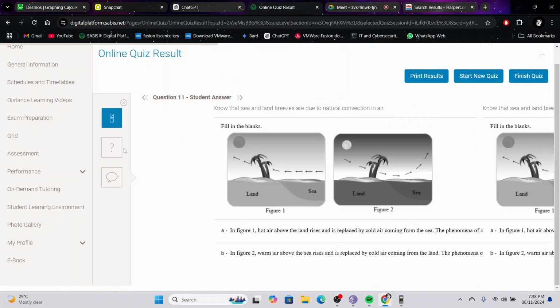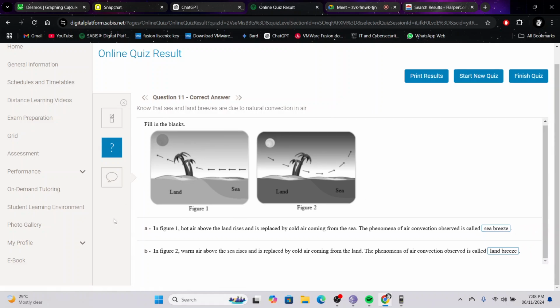Okay, question 11. In figure 1, the hot air above the land rises and is replaced by cold air coming from the sea. The phenomenon of air convection observed is called sea breeze. A simple trick to memorize it: whatever the cold air comes from, for example here it's the sea, then add breeze. So here it's sea breeze. Cold air from land, land breeze.